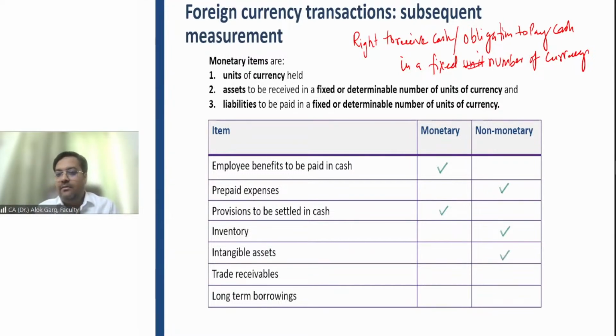Trade receivable. Of course, whatever money you have to receive from the customer, that is your right to receive cash in a fixed number of units of currency. Long-term borrowing, your liability, you have to pay the loan. Yes, it is a monetary item. I believe monetary item is clear to all of you. Monetary items are trade payable, trade receivables, loan taken, loan paid, right? Payment of expenses, right? Payment of obligations. What is non-monetary item? Property, plant and equipment, intangible asset, investment property, biological asset, prepaid expenses, inventory. These are the non-monetary assets.